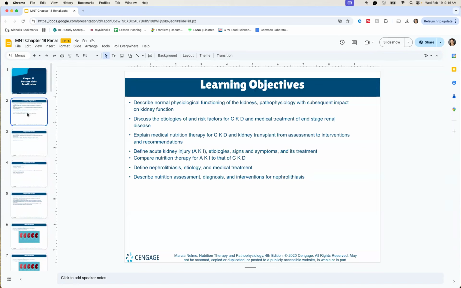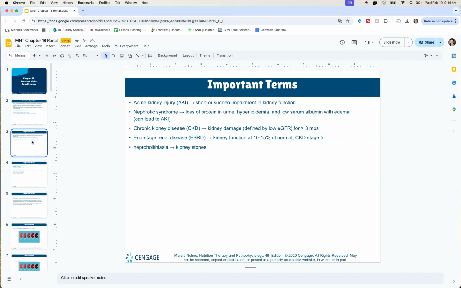Here are your learning objectives. We'll do our best to identify these throughout the presentation. But getting started with some important terms, these are the collection of terms that we're going to refer to as the conditions or diseases relating to the renal system. So we have acute kidney injury or AKI. This is the short or sudden impairment in kidney function. Usually this can be resolved with proper medical and nutrition management.